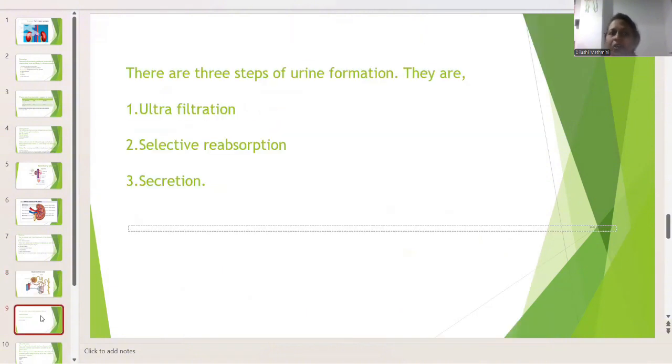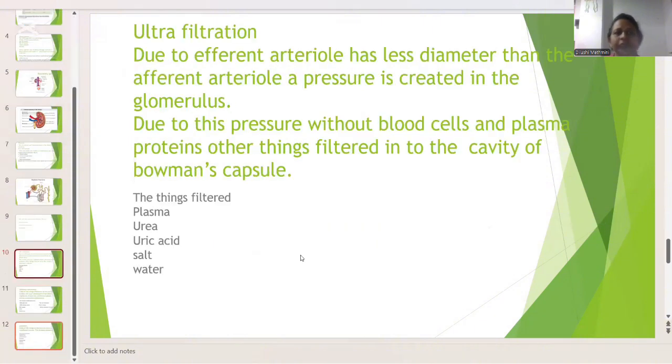Then we want to talk about the process of urine formation. The urine formation process consists of 3 steps. The first one is ultrafiltration, the second one is selective reabsorption, and the third one is secretion. First we discuss what ultrafiltration is.